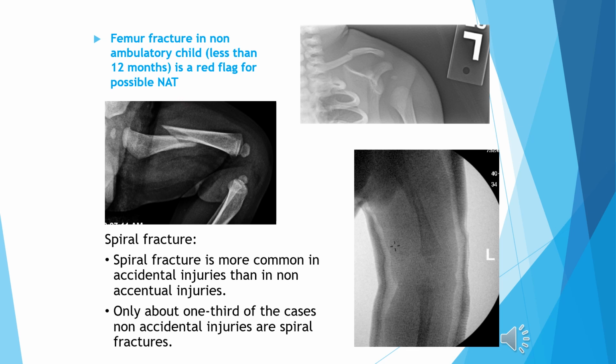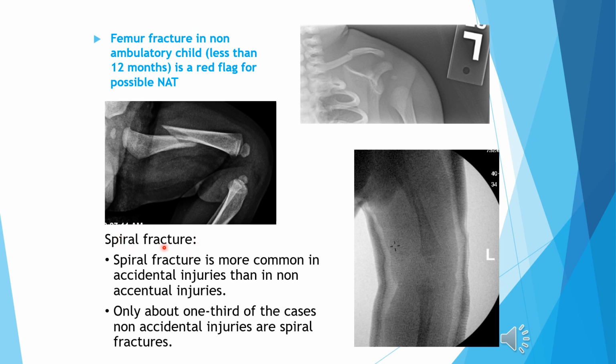The most important red flag for the association between femur fracture and non-accidental trauma is the age of the child. So if you have a non-ambulatory child with a femur fracture, this is an indication that this may be a possible non-accidental trauma. So here, this is one of my patients, 9-month-old. He's not walking yet. He comes with a femur fracture. Bone survey shows also a clavicle fracture. So this is a case of non-accidental trauma.